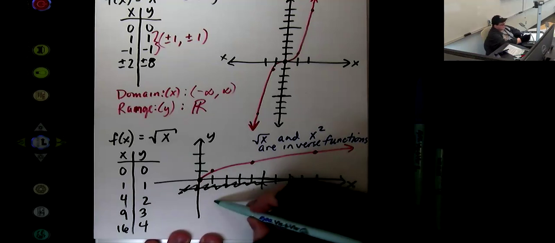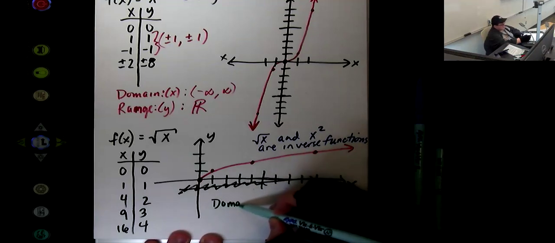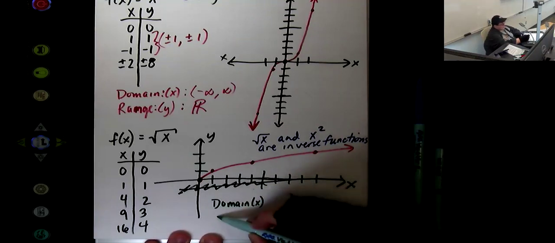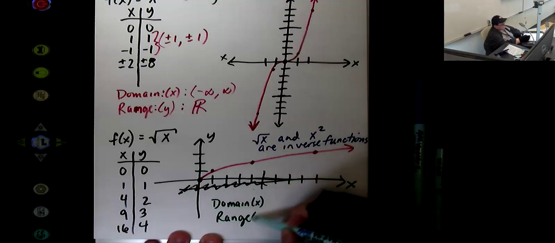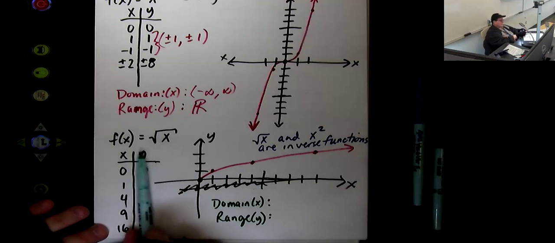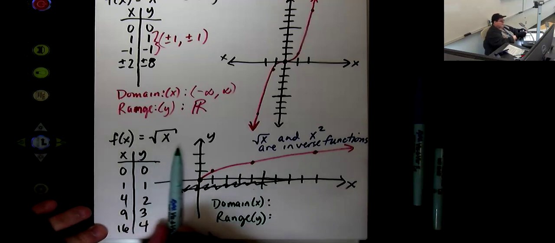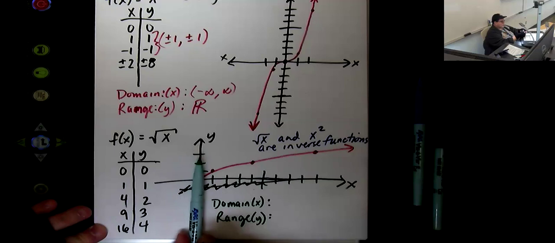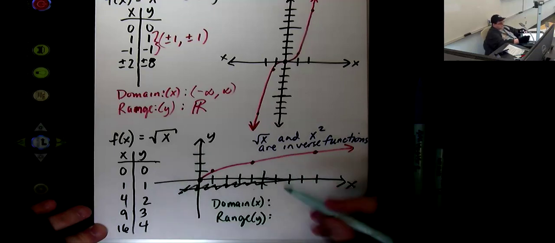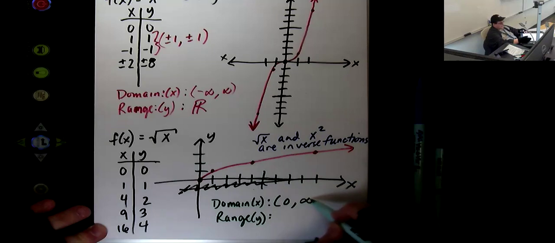So the domain and range here, remember domain is x and range is y. If we're looking at the domain, we're looking at the x values, there's no negative x values. The graph starts when x equals 0. And it keeps going to infinity. And the same happens with the range.